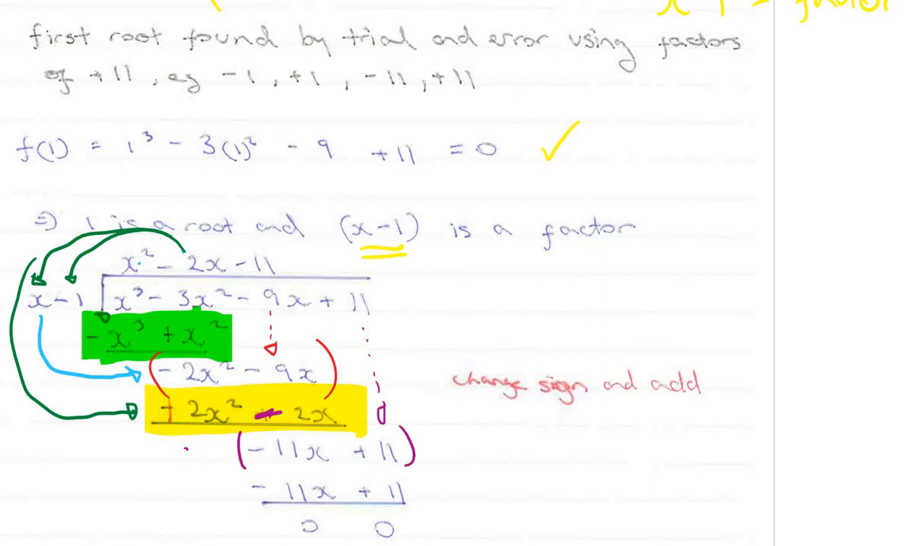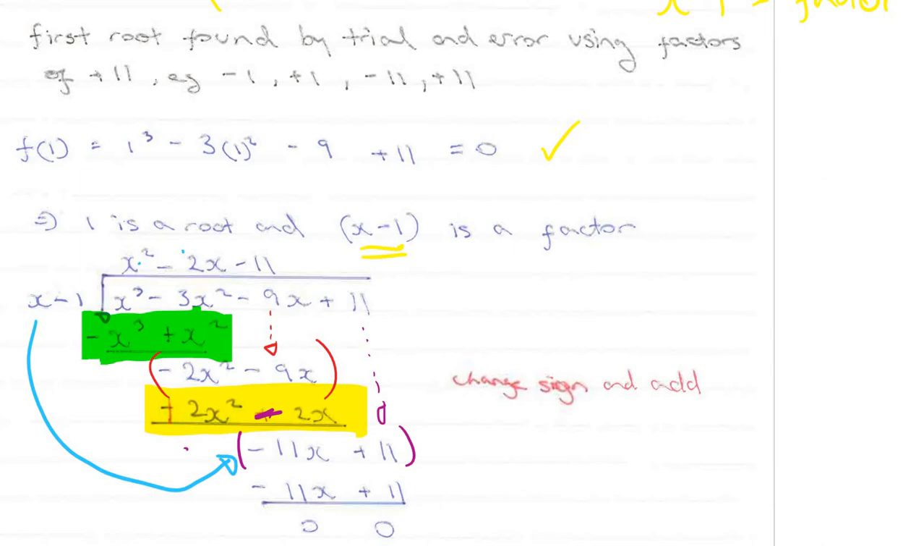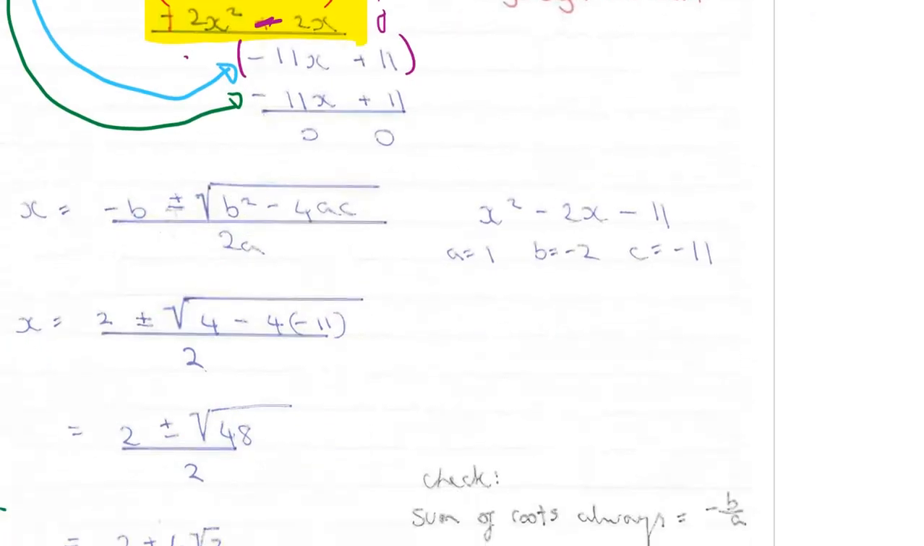And I repeat the process a third time. So x into minus 11x gives me minus 11. Minus 11 times x and times minus 1 gives me minus 11x plus 11. When I add those two together, I get 0, so I've got no remainder. So x minus 1 divides evenly into this cubic, with the result being x squared minus 2x minus 11. And we're left with this.